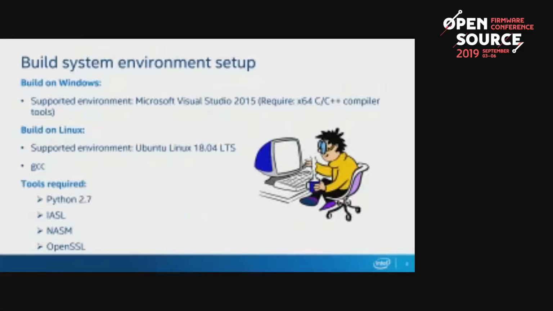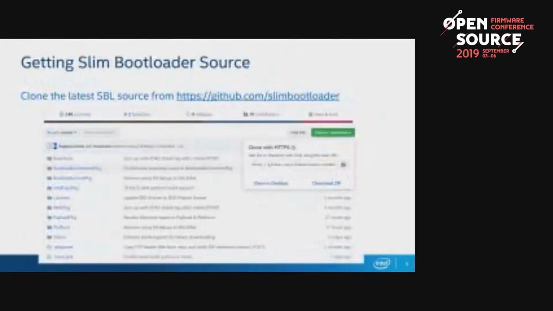Now the tools required to generate a Slim Bootloader binary are Python, ASL to generate ACPI images, NASM to compile the assembly codes, and lastly, OpenSSL. So you got the system set up.